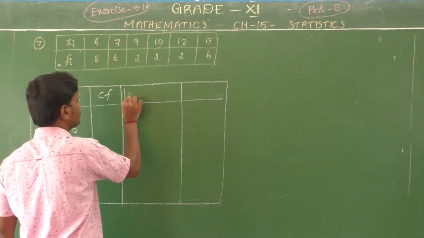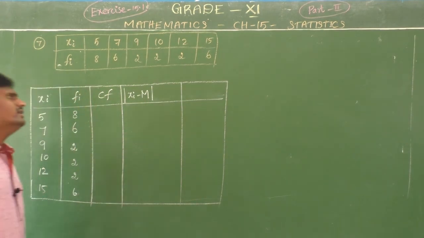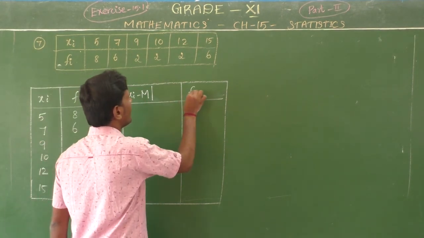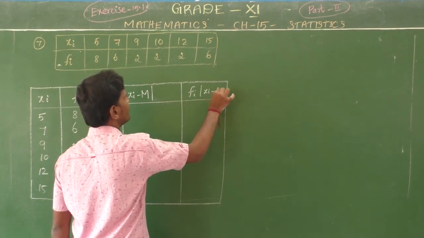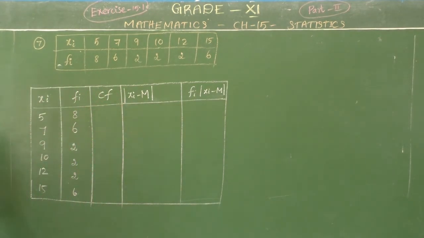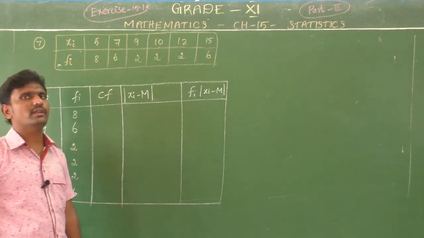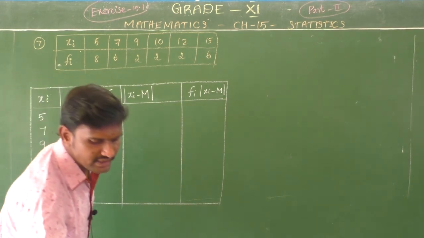Modulus of xi minus median. Then finally fi into modulus of xi minus median. So these are the columns we are going to do now. Yes, students, it is very simple. What do we want to do first? First we should find the cumulative frequency. So how do we find the cumulative frequency, tell me.